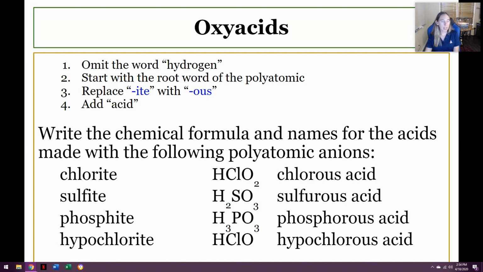Chlorite is ClO2 with a 1- charge. Therefore, HClO2 is chlorous acid. H2SO3 is sulfurous acid. H3PO3 is phosphorus acid. HClO then is hypochlorous acid.